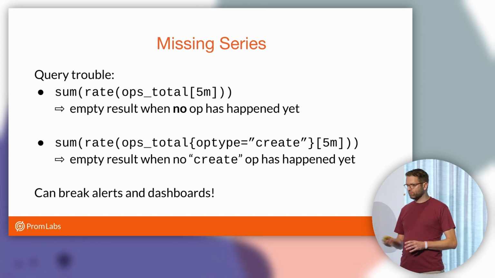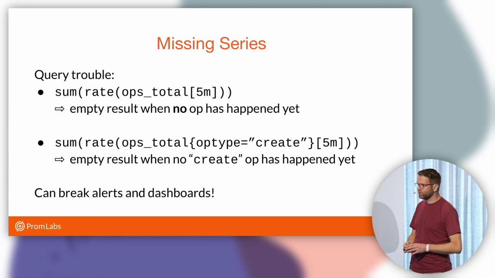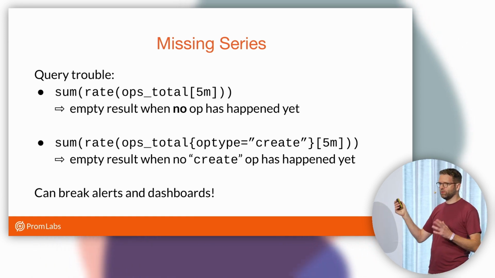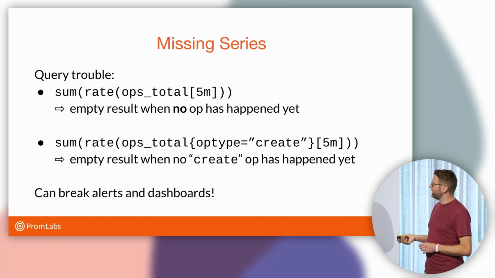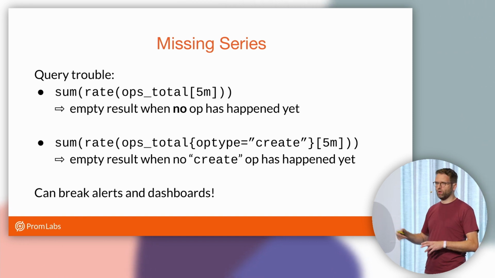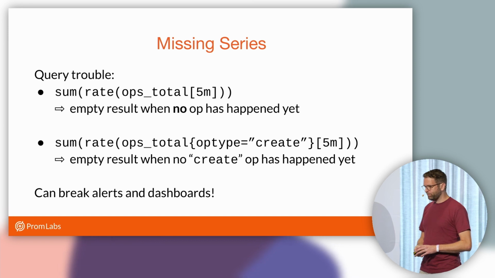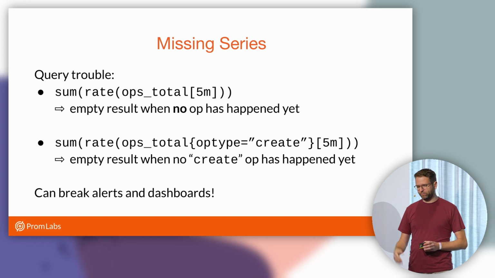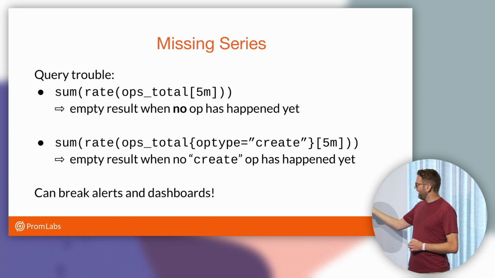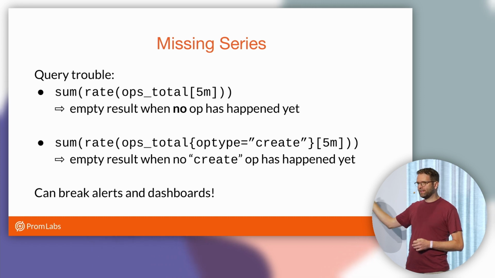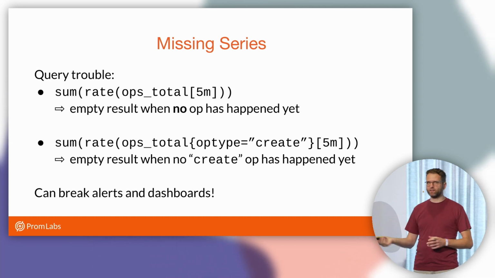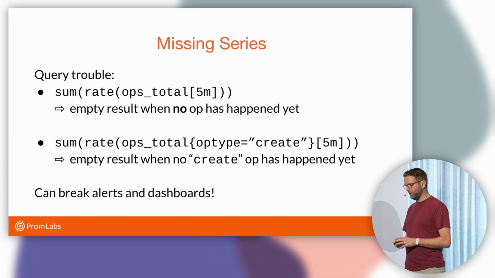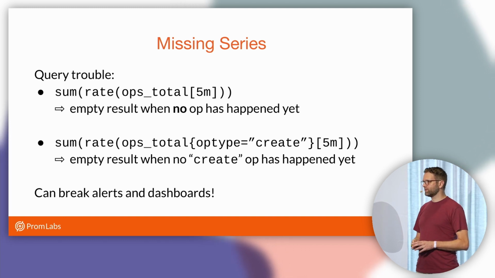Like if you build a graph wanting to show the total rate of operations, but no operation has happened yet, then this inner selector of ops total will return no time series at all, the rate will be empty, and then the sum aggregator around that empty rate will also give you an empty result. So instead of a 0-line graph, which you might expect, you would get an empty graph in Grafana. Similar, if you are selecting the rate of a specific type of event and that specific type has not happened yet since that instrumented server has started up, you will also not get any result at all. So this can break both your alerts and your dashboards. It can be a bit dangerous.